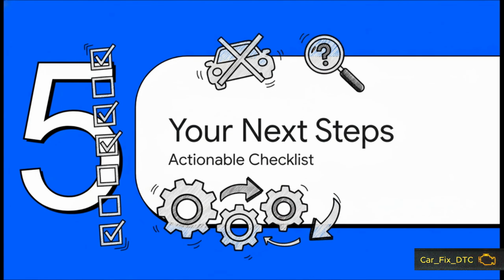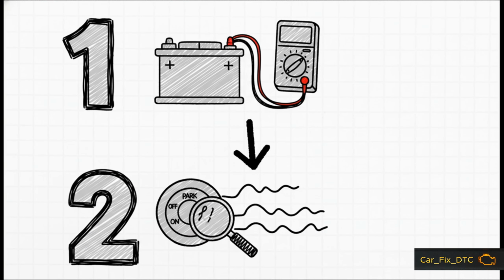Okay, we have covered a lot here, right? We talked about what the code means, why it happens, and how to fix it. So let's boil all of that down into one simple checklist that you can use to tackle this thing. So this is your big takeaway. This is the exact order you should follow to figure this out. Number one, always start with the battery. It's the easiest thing to check. If the battery is all good, then you move on to checking those three circuits one by one. Following these steps in order is going to save you a ton of time and headache.